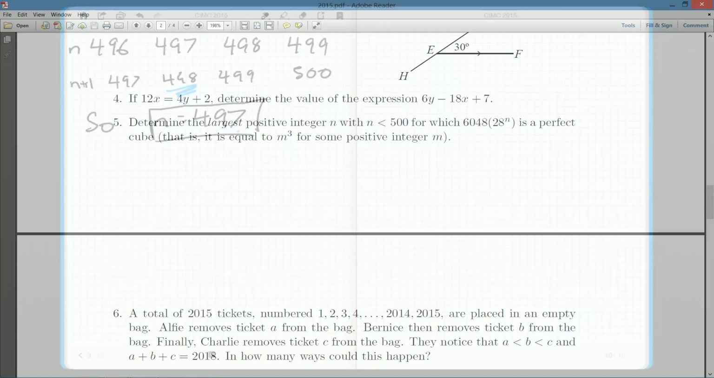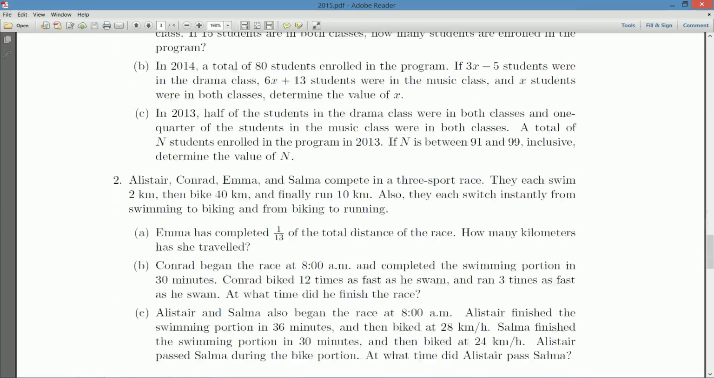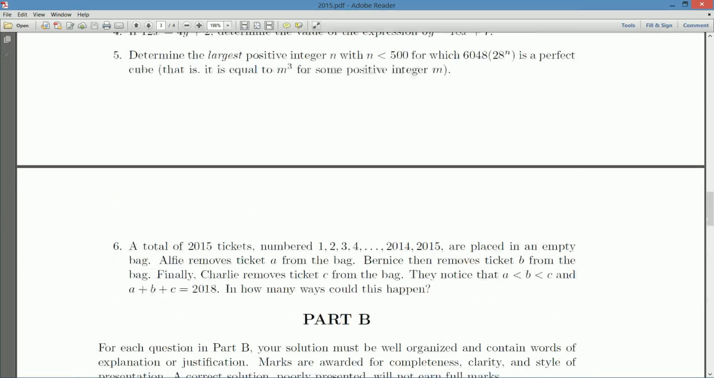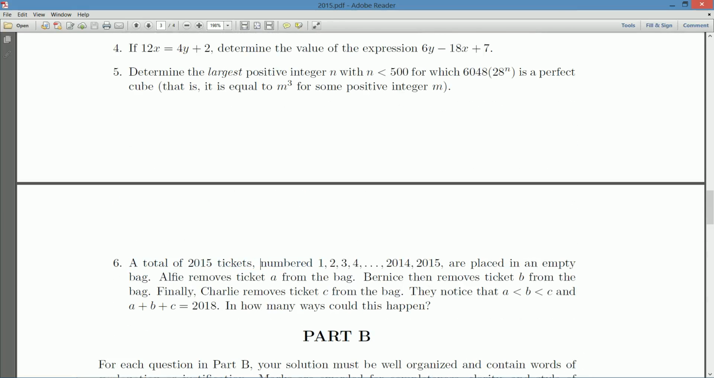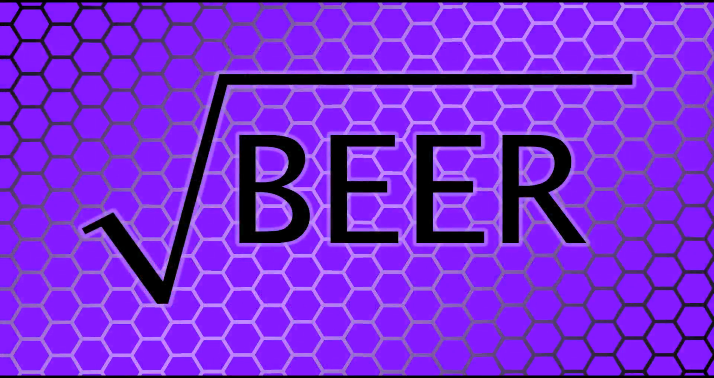So that was question 5. We have one more to go. Question number 6, that's the last final answer one, and then we'll move into the written style questions. But we have a whole other question to get through, and we'll take a look at that in the next video. So join me for question 6 on the 2015 Intermediate Math Contest in the next video.